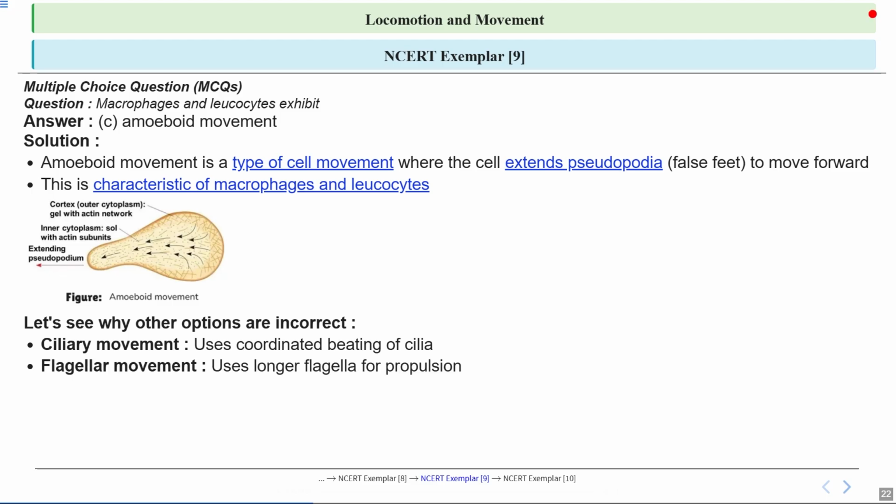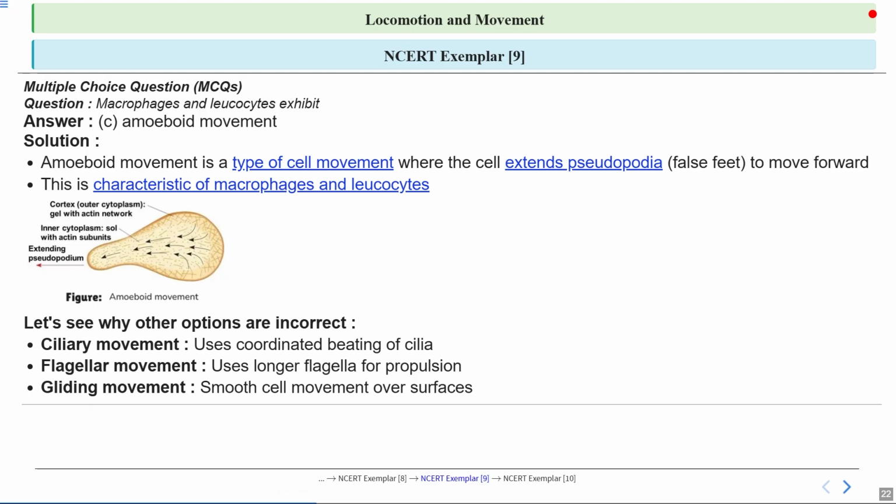Now, talking about flagellar movement, it refers to how organisms use their flagella, which are long whip-like structures, to move. When an organism needs to move through a liquid environment like water, it uses longer flagella to create a whip-like motion. So this movement helps propel the organism forward, allowing it to swim or move in the direction it needs. This can be commonly seen in certain bacteria and single cell organisms, where the coordinated beating of flagella enables efficient movement.